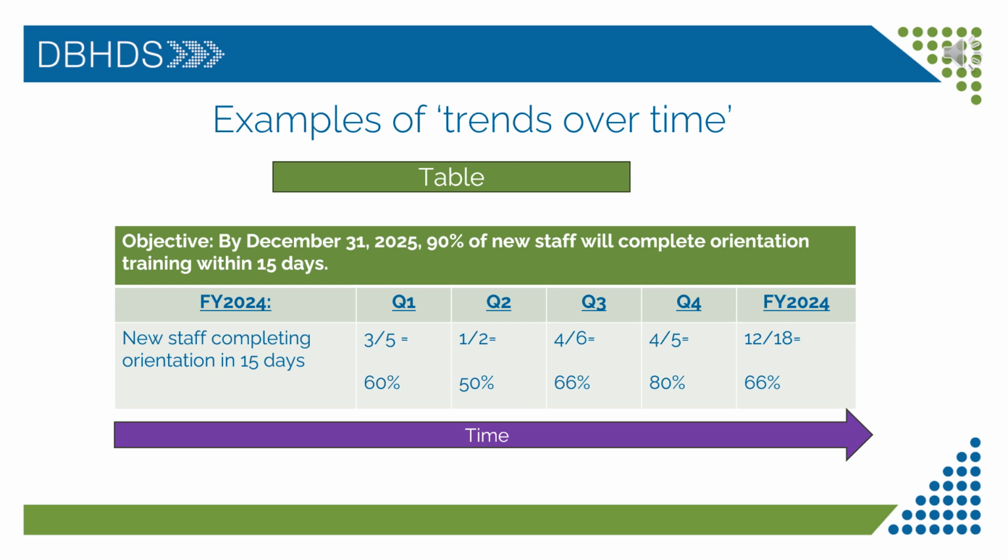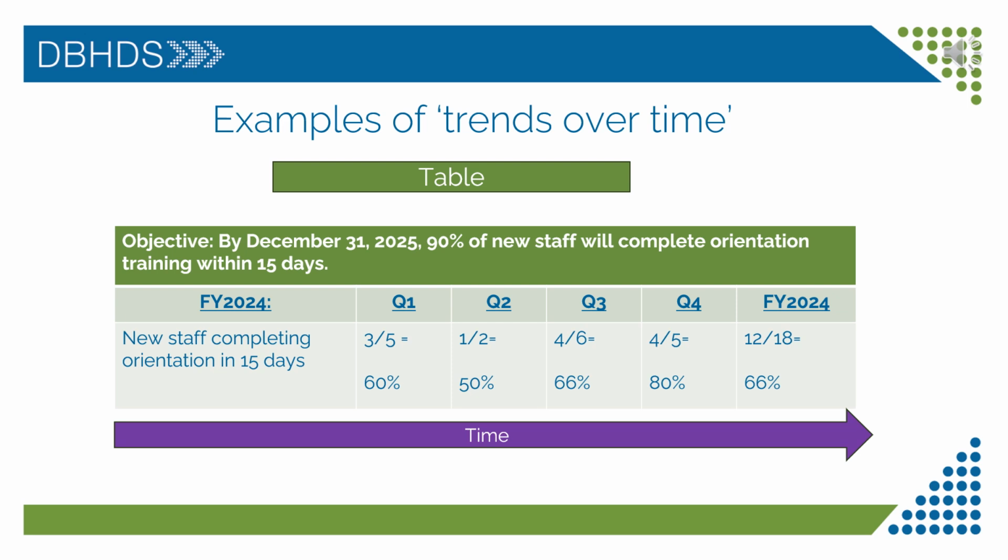We're going to look at a simple example of a trend over time for the following objective. By December 31st, 2025, 90% of new staff will complete orientation training within 15 days. So here we have the results tracked for each quarter of fiscal year 2024. So this is our baseline data. In quarter one, it's 60%, quarter two was 50%, then we have 66% and 80%. And for the whole year, 66% of new staff completed orientation in 15 days.